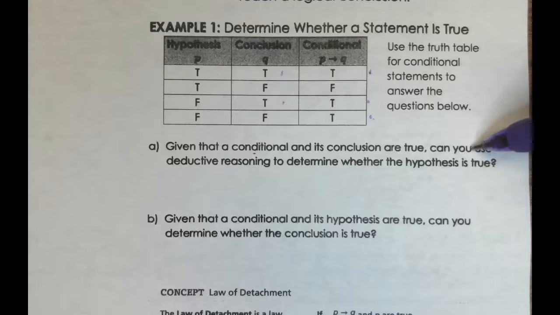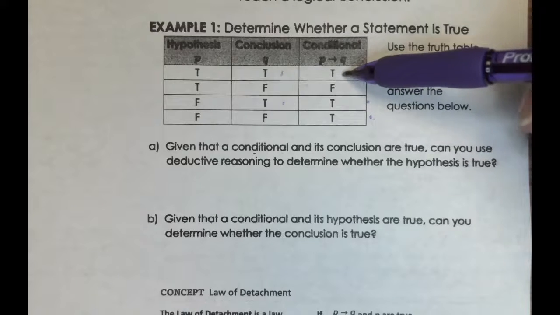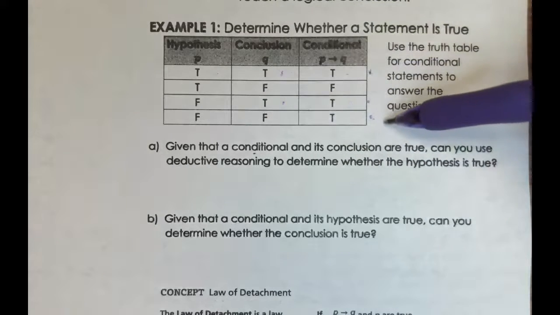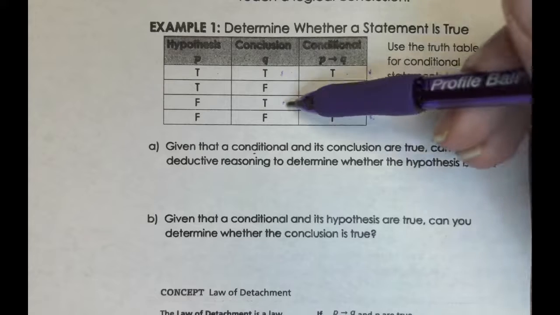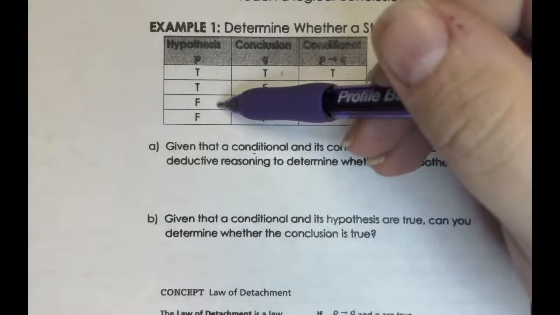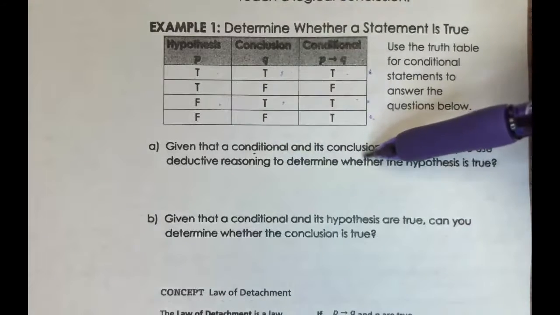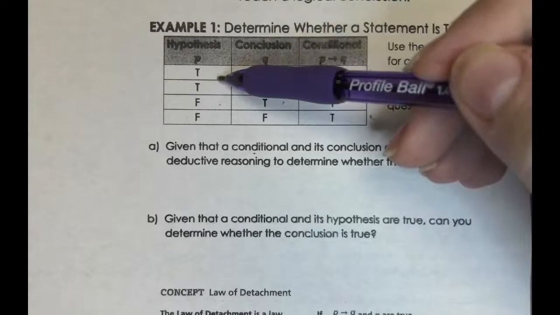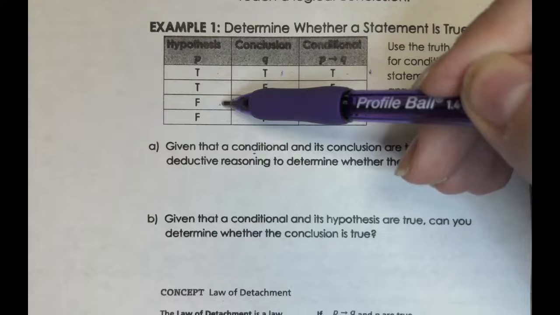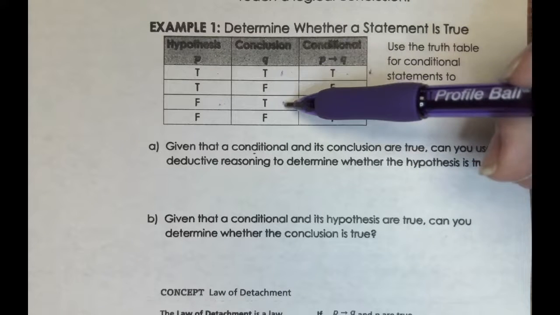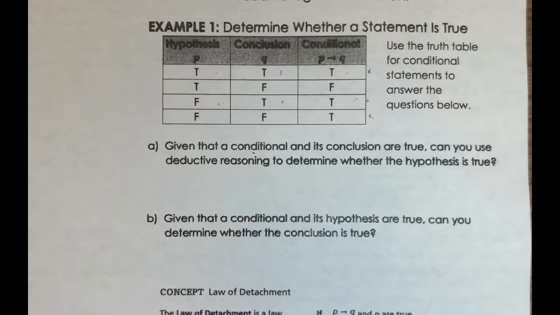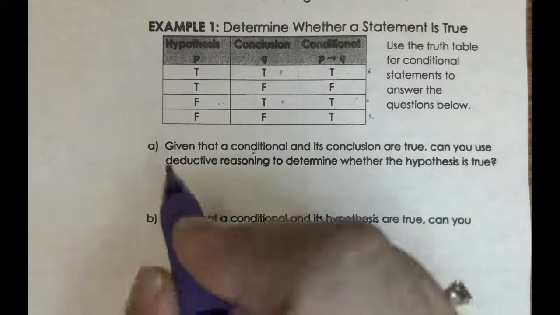It says, can you use deductive reasoning to determine whether the hypothesis is true? So if my conditional is true and my conclusion is true, my hypothesis could be true. But if my conditional is true and my conclusion is true, my hypothesis could also be false. So here, no, we cannot determine whether the hypothesis is true, because it could be true or it could be false. Either way, the conclusion and the conditional are both true. So here, no, we cannot determine whether the hypothesis is true.